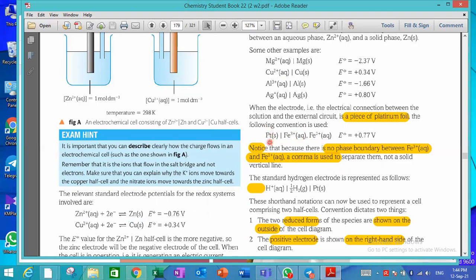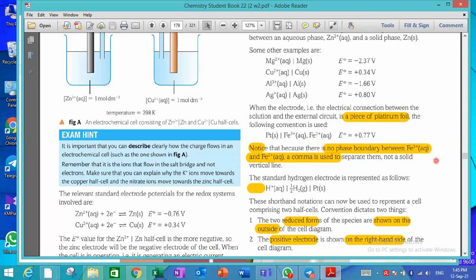So at the beginning, we write platinum solid, and then this vertical line to represent there is a phase boundary between the platinum wire and the solutions. We write iron plus 3 aqueous, comma, iron plus 2 aqueous, and the E naught value is the positive value, plus 0.77 volts. Of course, all these potential values are present in the data booklet. They will always ask you to use your data booklet. Now, between the iron plus 3 and the iron plus 2, there are no phase boundaries. That's why we put a comma, because both of them are solutions. There is no phase boundary.